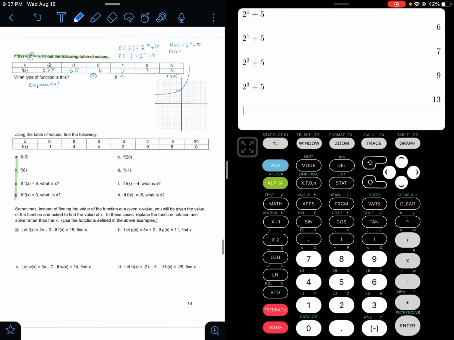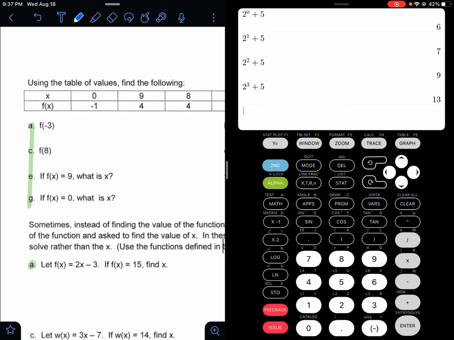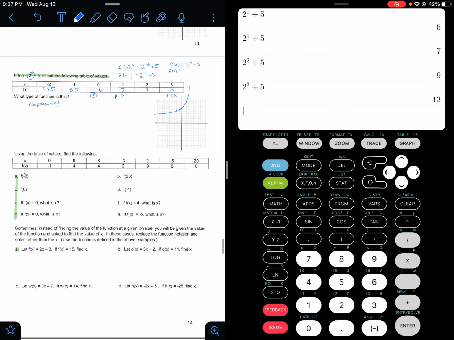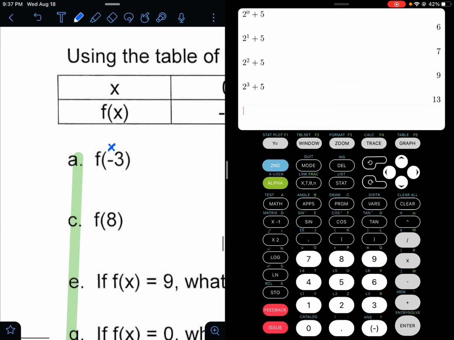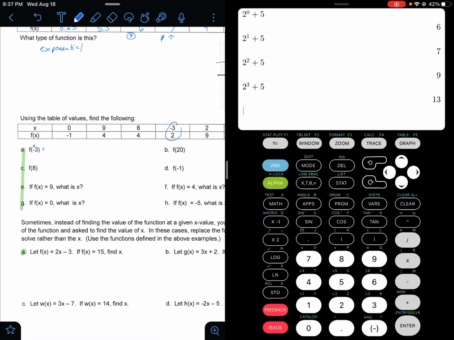All right, so now they want us to use a table of values. So I'm going to do some of these with you. They want us to find f of 3. So what this means is that our x value is negative 3, right? So if we want to figure out what this equals, we need to figure out the y value when x is negative 3. Well, when x is negative 3, my y value is 2.